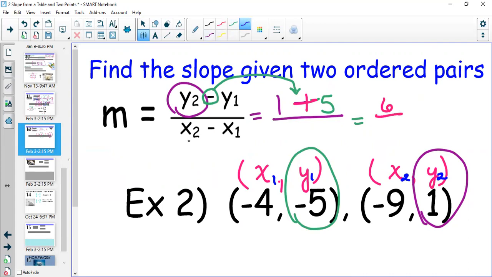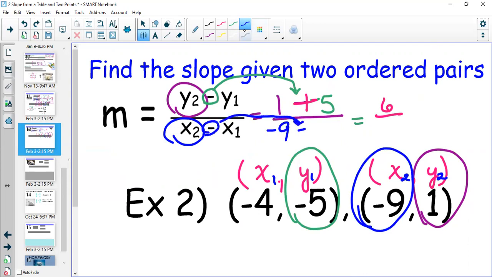Okay, now I'm going to move on to my denominator. I have my x2, or second x, which is -9. I'm going to subtract because I have a subtraction sign there. And then I am subtracting x1, and my x1 is also a negative. So again, I have that double negative, which we talked about turns into a giant plus sign there. And using my integer rules, -9 plus 4 is -5.